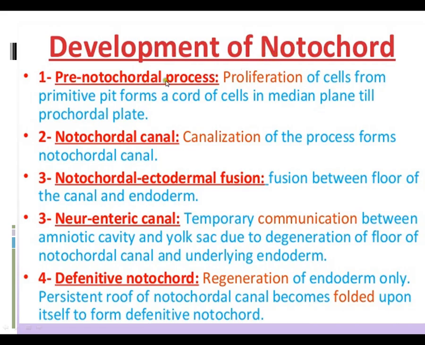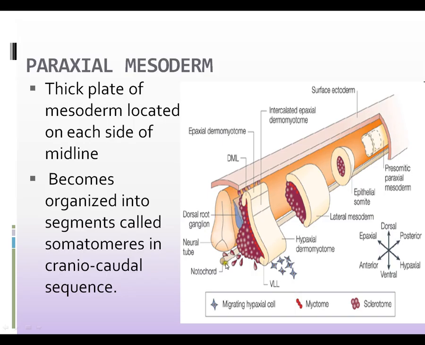So the developmental stages of the notochord proper are: the pre-notochordal process, proliferation of cells from the primitive plate to move towards the prechordal plate. Then canalization of the process occurs, notochordal ectodermal fusion occurs in the floor of the notochord, and there is a temporary communication of the amnion and the yolk sac through the neuroenteric canal. Then the definitive notochord is formed, by regeneration of the endoderm only. It detaches from the endoderm, enfolds, and acquires a definitive position in the mesoderm to divide the mesoderm into two.